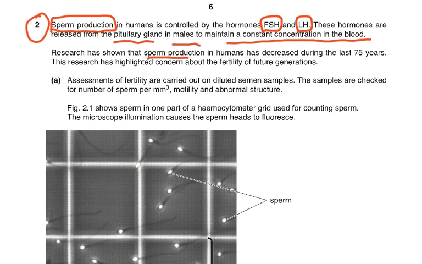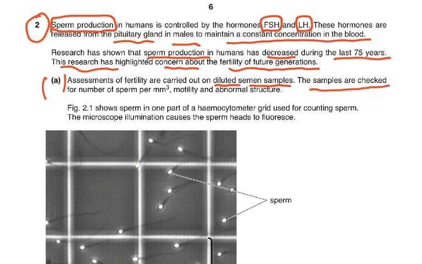Research has shown that sperm production in humans has decreased during the last 75 years. The research has highlighted concern about the fertility of future generations. Part A asks you: assessment of fertility is carried out on diluted semen samples.